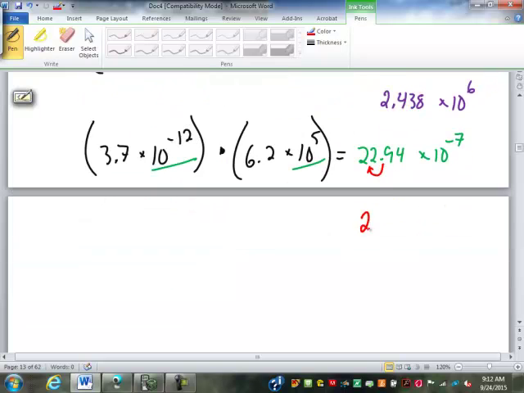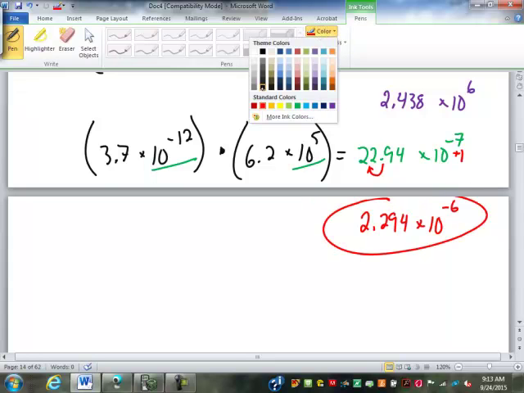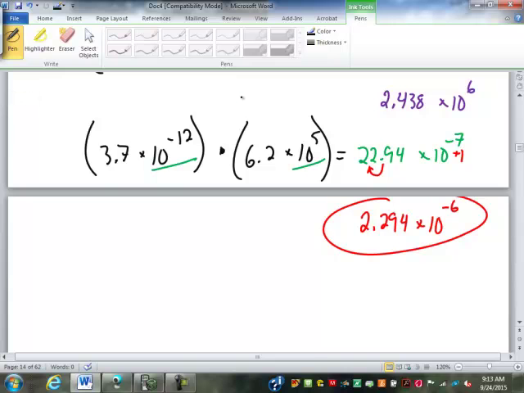So 2.294 times 10 to the negative 6. This got smaller, so this has to get larger by 1. Negative 7 plus 1 is negative 6. Any questions? It is what it is, right?